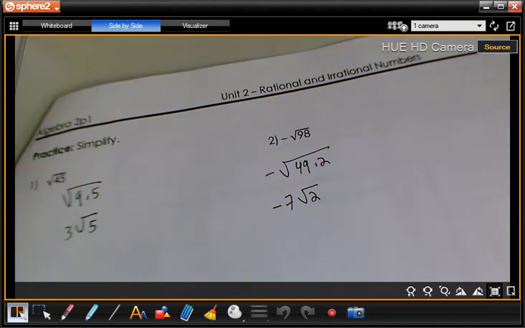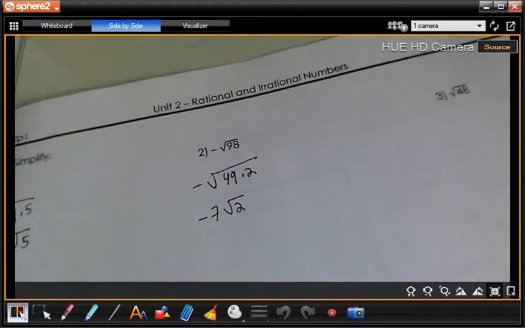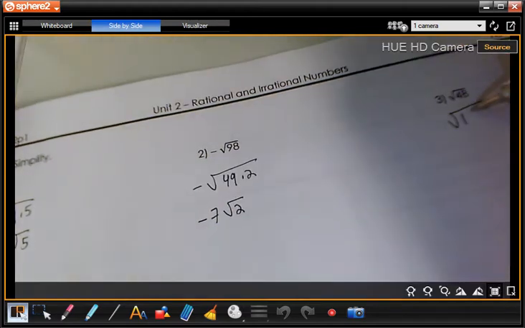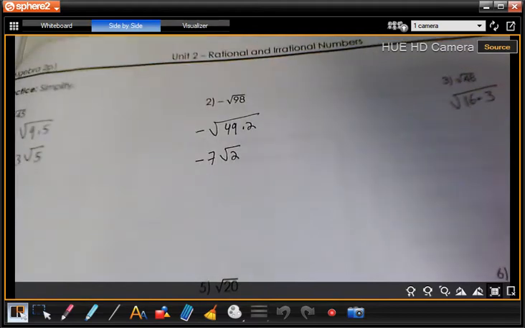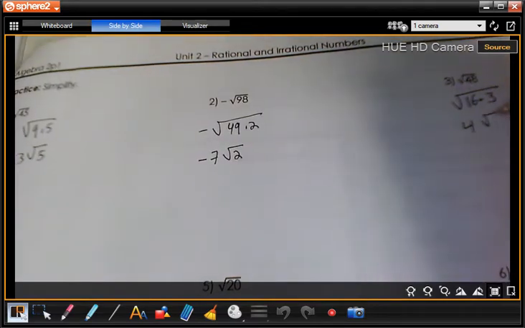Okay. All right, let's look at 48. Think about our perfect squares. 16. So, 16 times 3, right? What is the square root of 16? So we get 4 square root 3.